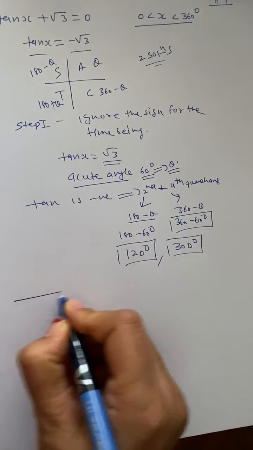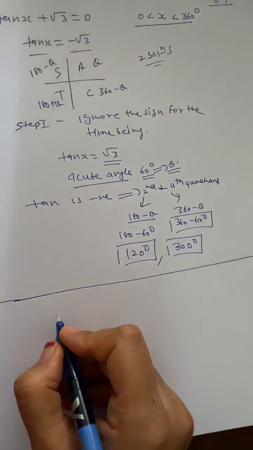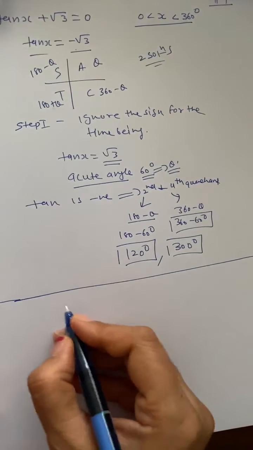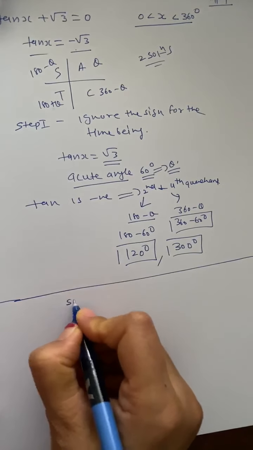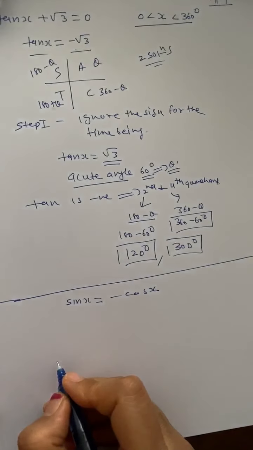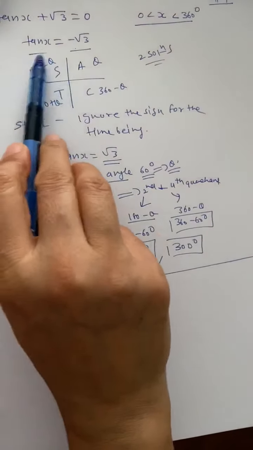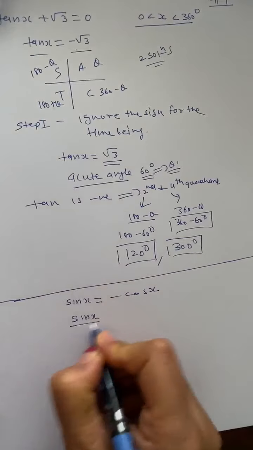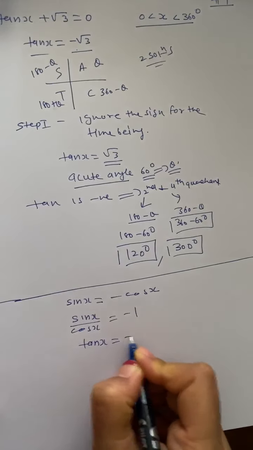Let me do another example with a negative number. So let me make my own example here. This is very simple. Let's say that sine x is equal to negative cos x. Now, when you have sine x equal to negative cos x, it looks slightly different from what we had here, but it's very similar. Why is this so? Because I can move cos x, and then this is negative 1, which is tan x is equal to negative 1.